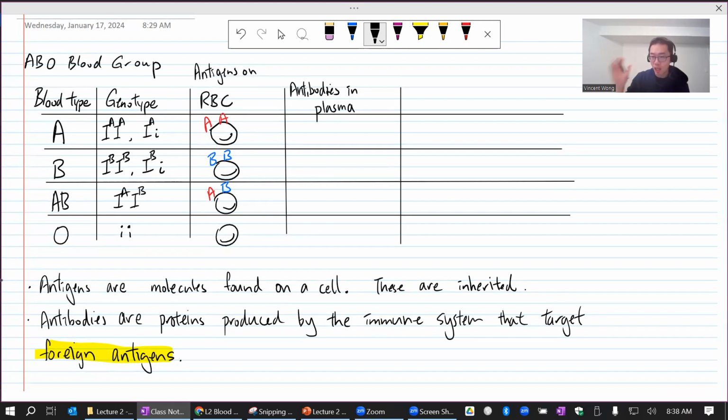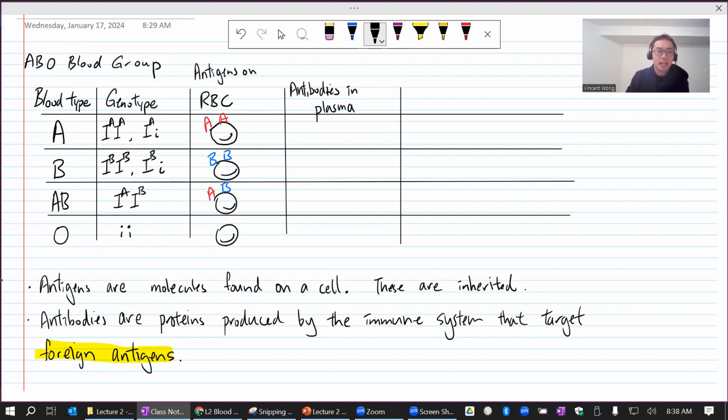Now, the antigens are found on the cell, and the antibodies are found in the plasma. Remember the plasma? If you spin down the blood, the liquid portion, the yellow stuff at the top, that's going to be your plasma, right? That's where the antibodies are going to be floating.